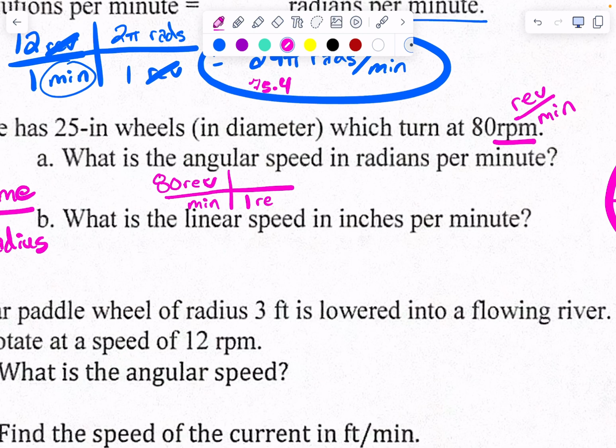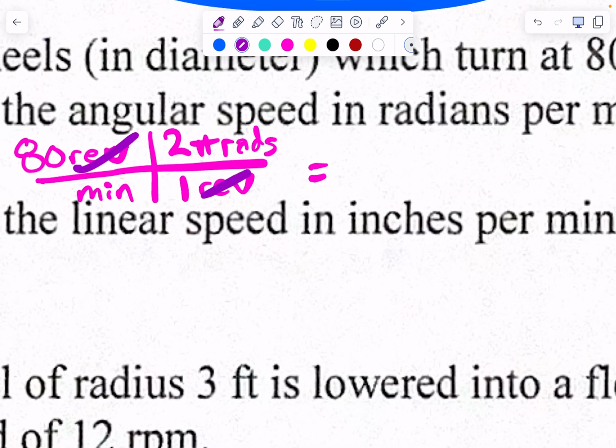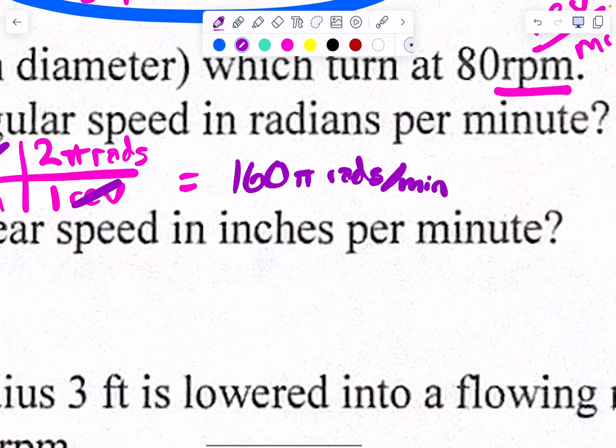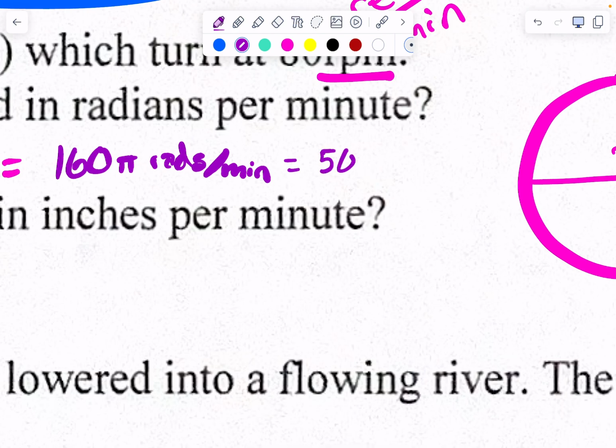So 1 rev is equal to how many radians? 2 pi radians, yeah? Okay, my revs cancel off. 80 times 2 pi is 160 pi radians per minute. Or you can convert it to a decimal, whatever you want. It's 502.65. I don't care. And that's in radians per minute.